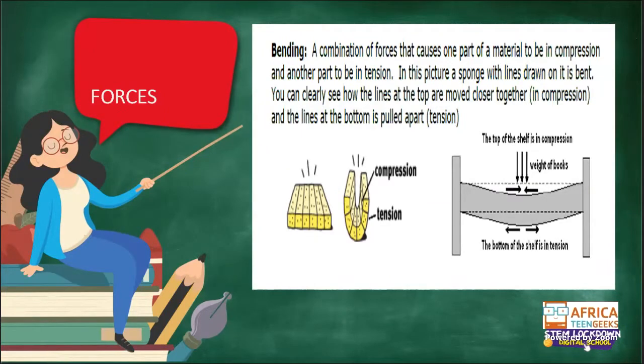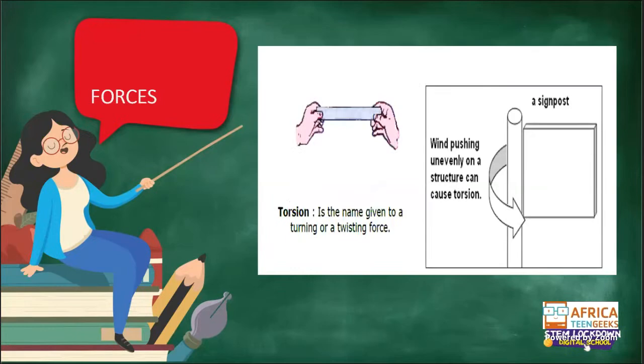Separated. So on top, you are seeing the arrows facing each other. That is, they are being compressed. The surface of the shelf is being compressed. And at the bottom, you see the arrows are what? Being moved in the opposite direction. It's telling you that the shelf is in what? In tension. So bending force is a type of force in which you have a combination of forces that acts on the material.